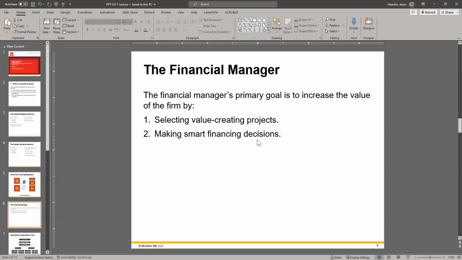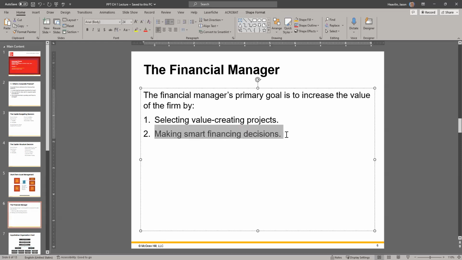Making smart financing decisions. Well, very general, but this applies to everybody's personal life and in business and everything. You have to make smart financing decisions. Very unspecific, but all it means is that on average, you are better than you were before because of your financial decisions, that you're not just constantly losing money on most of your transactions.